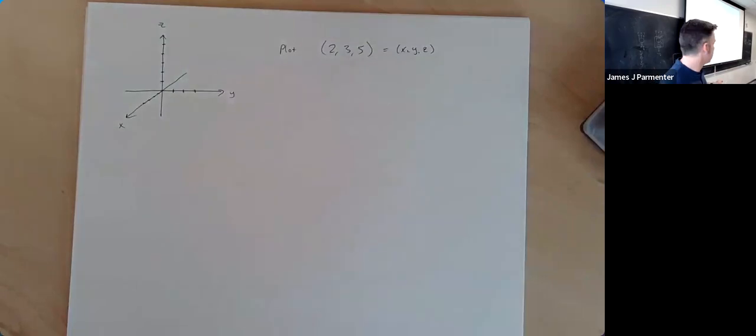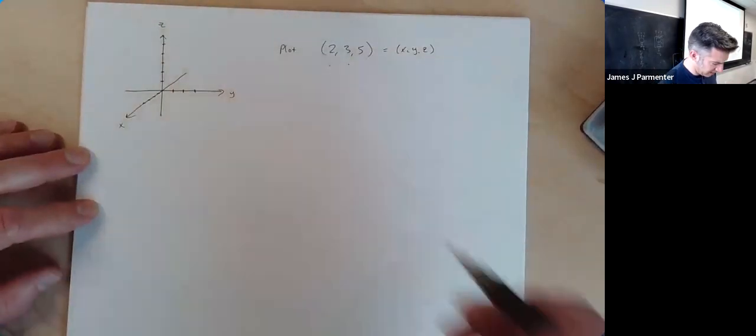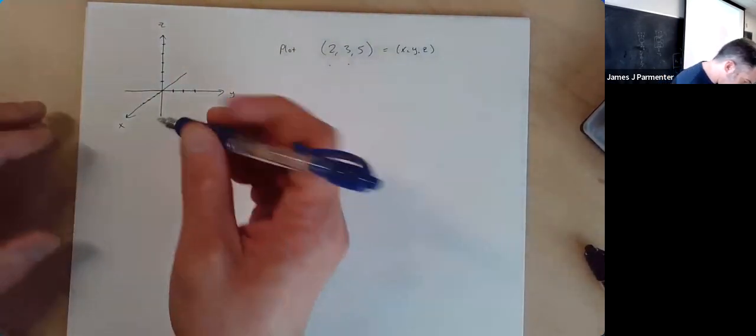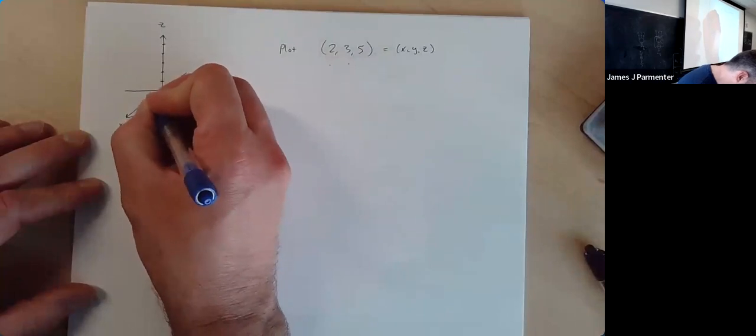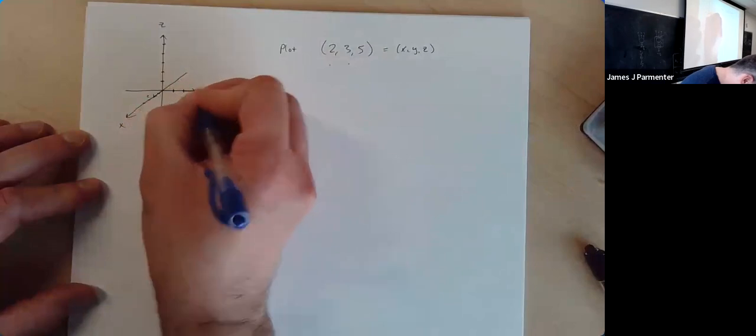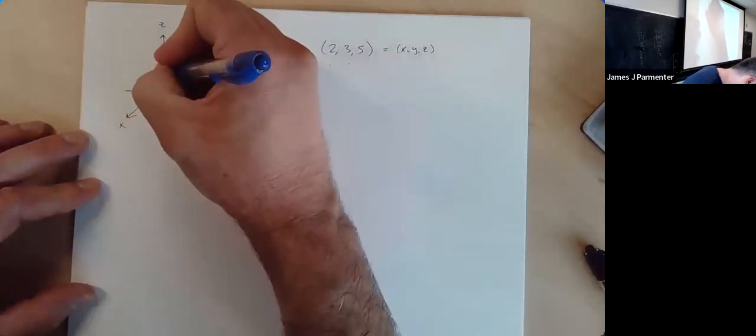But because of the idea of perspective, that's what we're doing. So then we're going to go 2 in the x direction, 3 in the y direction, and 5 in the z direction. And the order doesn't really matter. We want to be careful. So 2 in the x direction, 3 in the y direction, 5 in the z direction.